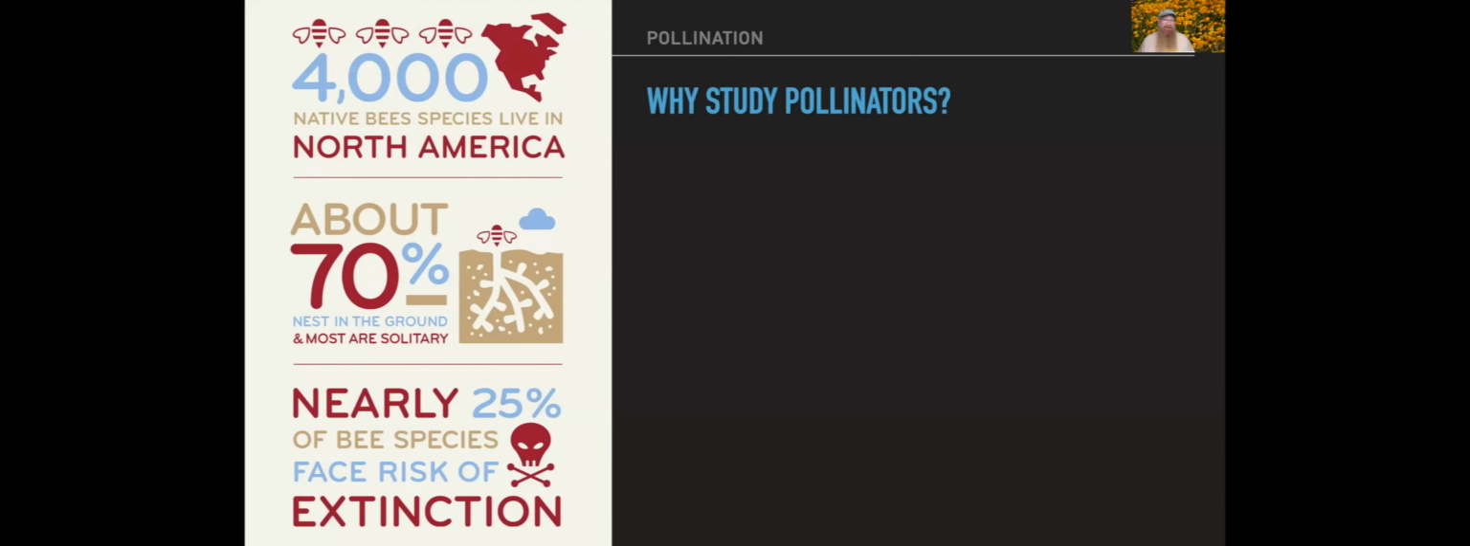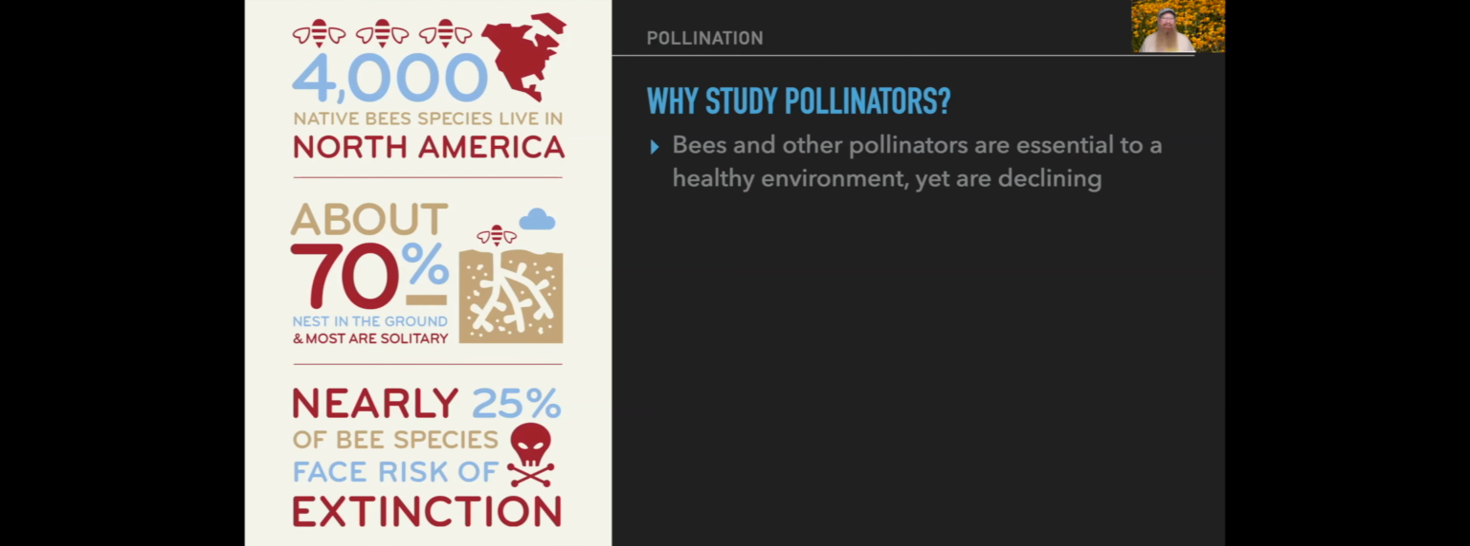Well, why study them? First off, numbers. It's amazing. There are 4,000 native bee species in North America alone. About 70% of those nest in the ground. Most are solitary. They don't live with any other bees. Nearly 25% of all bee species in the world face risk of extinction. That's not a good thing.